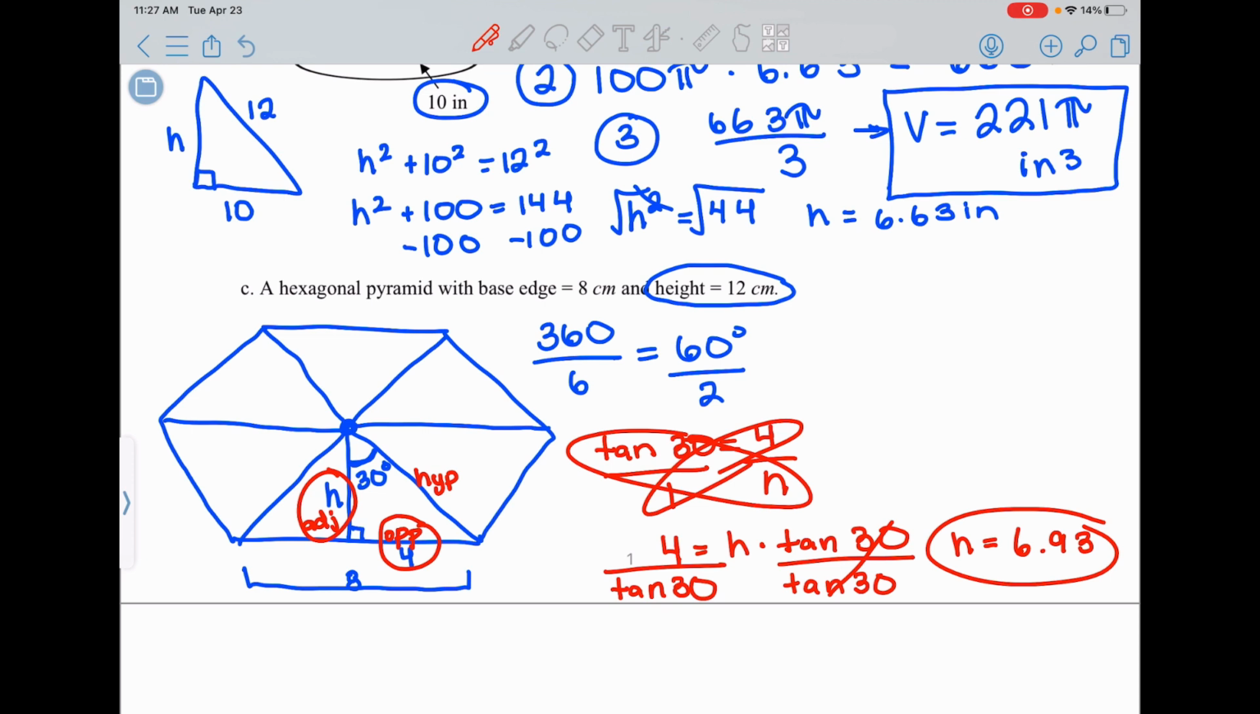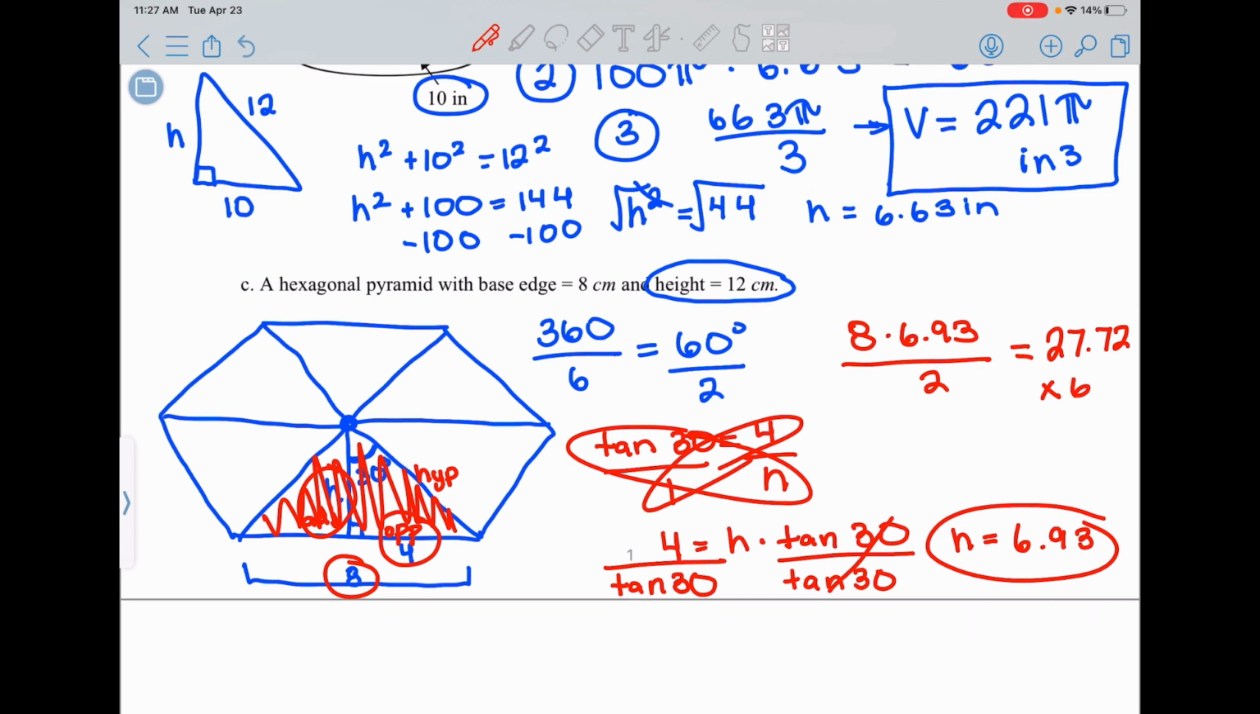And now I'm ready to find the area of this triangle. To find the area of a triangle, I use base times height divided by 2. So my base is 8 and my height is 6.93, divided by 2 gets me 27.72. But this is just one triangle out of 6 for my hexagon. So I have to multiply this by 6 to get my entire hexagon area, which would be 166.32.